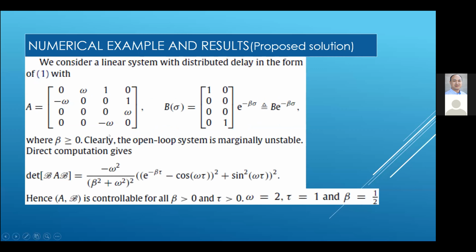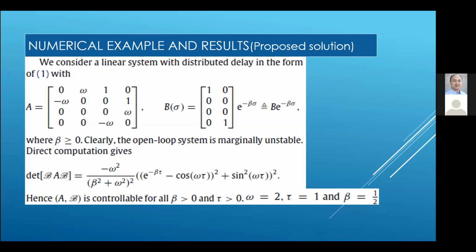After that, they wanted to show a numerical example for the system. So they introduced this system here with the system matrix A and control matrix B. They were able to prove that A and B were controllable for beta here being greater than 0 and tau, the delay, greater than 0. They also have omega here being 2. And as you can see, the delay in the system is fairly large with 1 second.